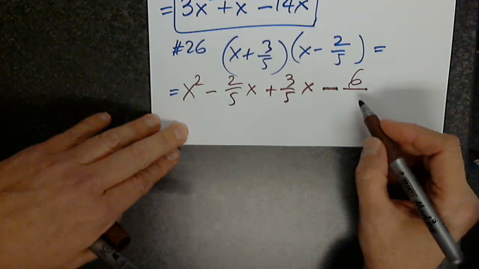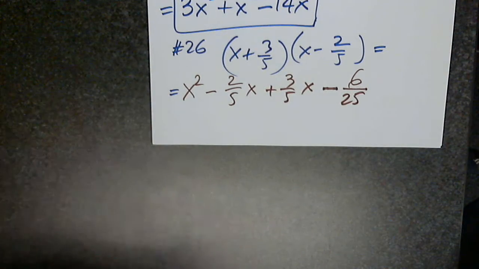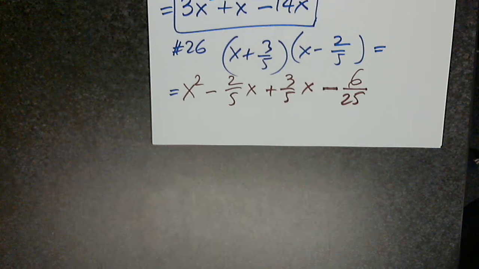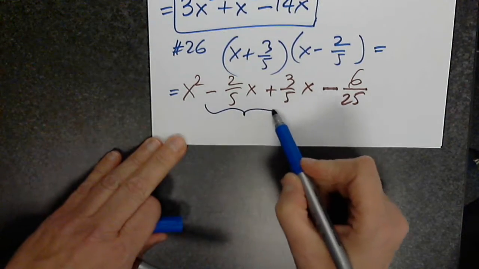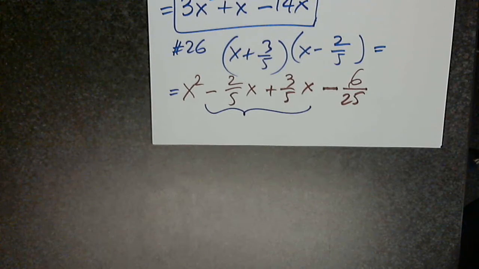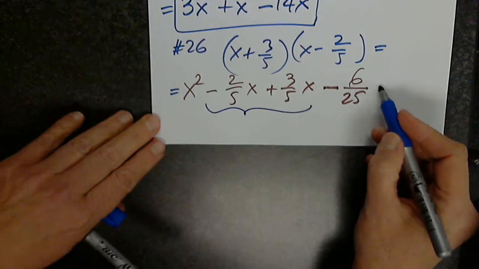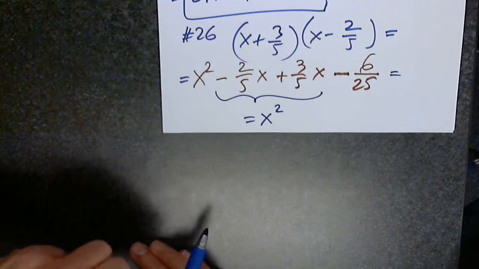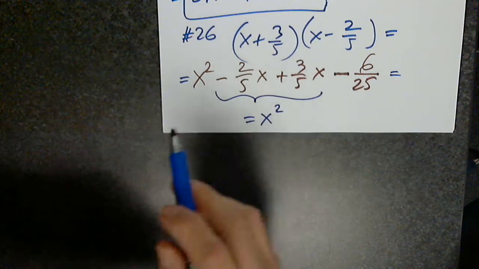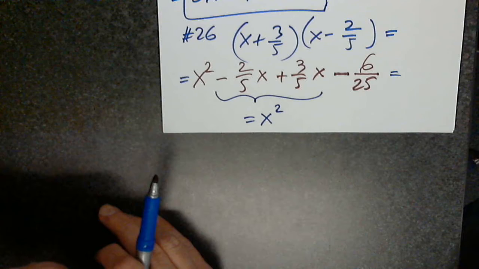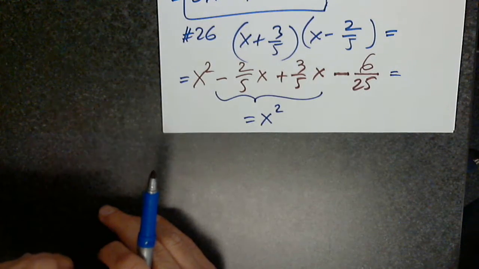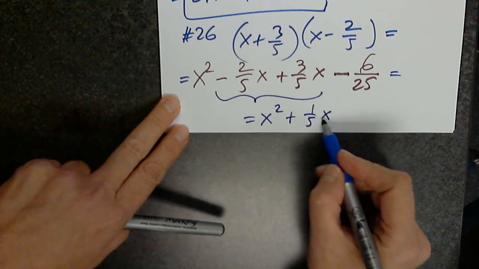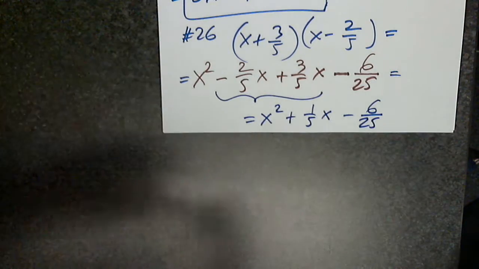You multiply the numerators, 3 times 2, and you multiply the two denominators, 5 times 5. However, these are like terms. What do I get when I combine them? So the first term is x squared. Negative 2 plus 3 equals 1, so positive 1/5 x minus 6 over 25.